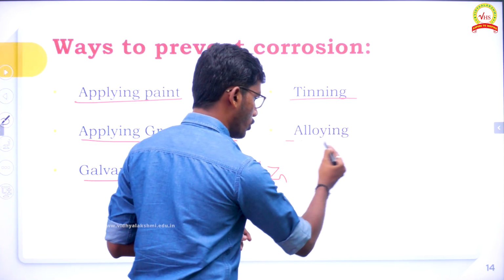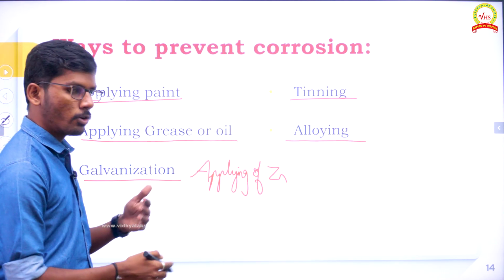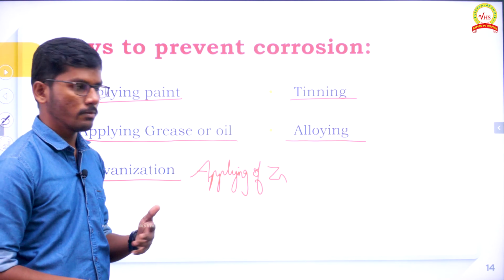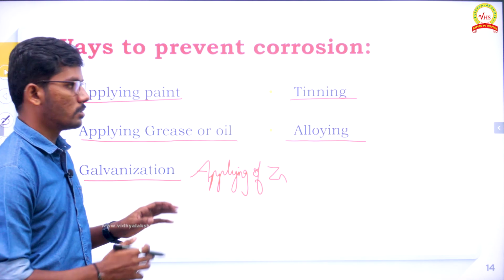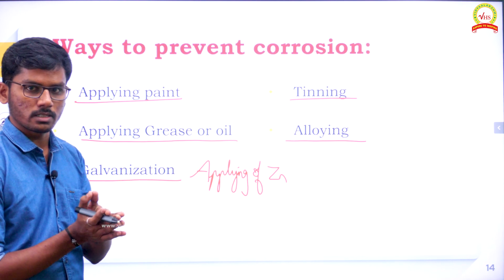And then alloying, you know what an alloy is. Alloy is nothing but a mixture of metals or non-metals. So it is going to enhance the properties. So it is also a way which can prevent these metals from being oxidized. So this is about corrosion. I think you can relate this with oxidation and reduction, right?